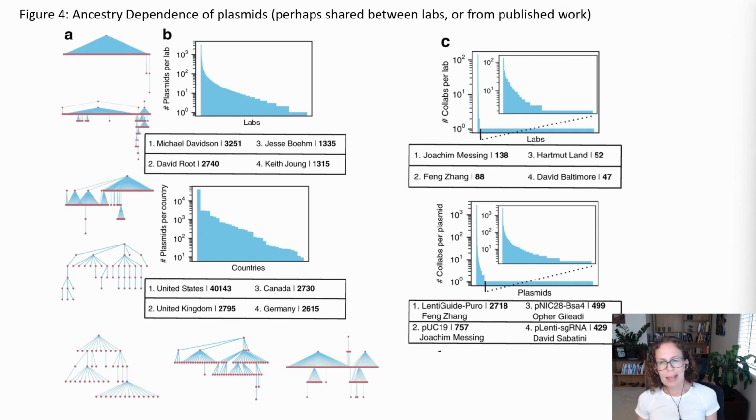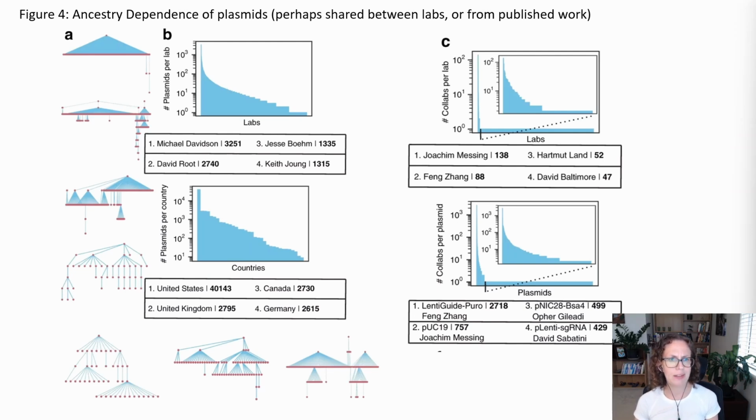Next, they tackle a slightly different angle, which is just looking at collaborations between labs or dependency of work. Sorry, I should say ancestry dependence. And so this can take the form of collaborations or published work that builds on one another. And so figure 4A is just these trees showing a plasmid or the work of a lab on top, and then how many branches come out of it, that's the work that depends on it.